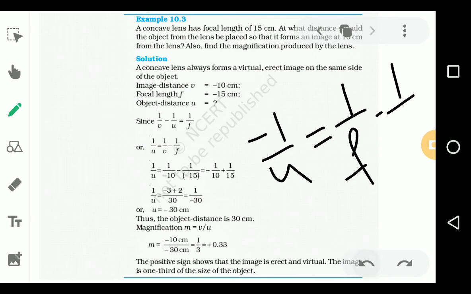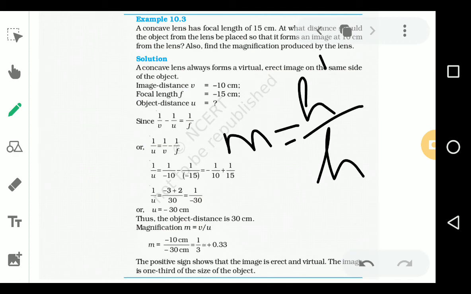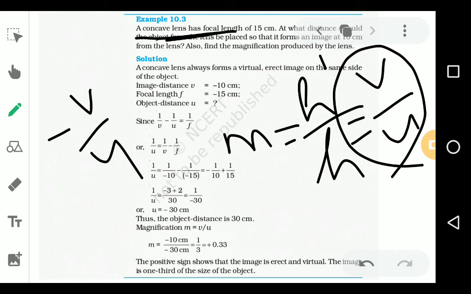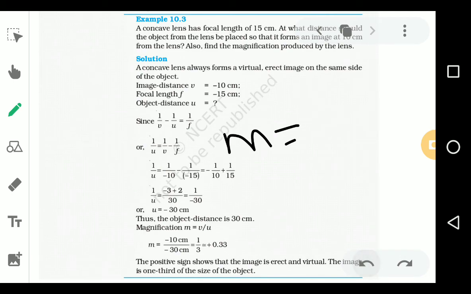Next, the problem is asking you to find the magnification also. As we know, the magnification is always h dash by h, size of the image by size of the object. And it has another formula, that is v by u. For lenses it is positive v by u, but for mirrors it is minus v by u. As it is a concave lens, we'll take this v by u, because we have found out u and v is already given. So this formula will be better to find the magnification here. So m equals v by u.